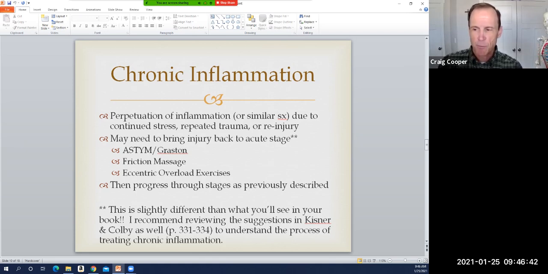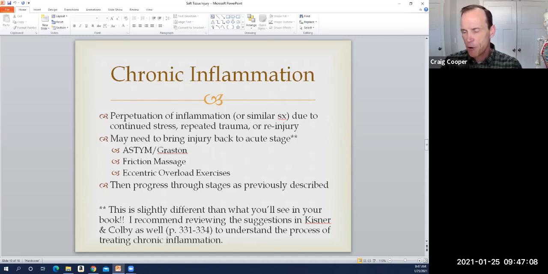Friction massage is kind of the manual version of A-stim or Graston. And you guys will learn about massage, I think, pretty soon in modalities. I can't remember where that falls in that course. But that's the same idea. We're just trying to do some back and forth, circular friction-type movements to break apart some scar tissue, similar to the theory of Graston or A-stim.